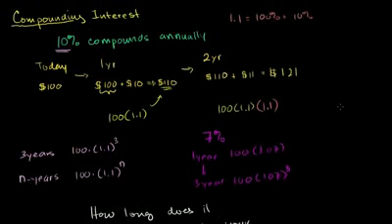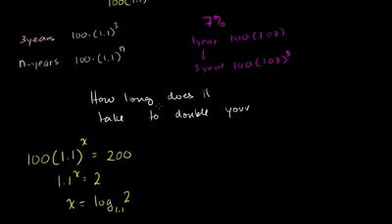So what I'm going to do in the next video is explain something called the rule of 72, which is an approximate way to figure out how long to answer this question: how long does it take to double your money? And we'll see how good of an approximation it is in that next video.